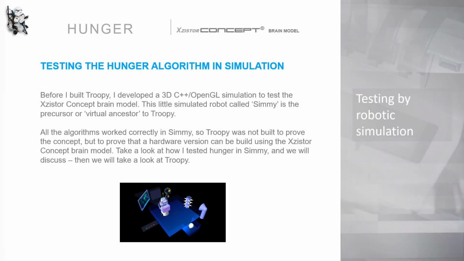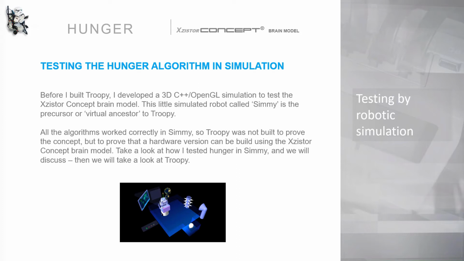Let's take a look now at how we have tested the hunger algorithm in simulation. Before I built Troopy, I developed a 3D C++ and OpenGL simulation to test the Xzistor Concept brain model. This little simulated robot called Simmy is the precursor or virtual ancestor to Troopy. All the algorithms worked correctly in Simmy, so Troopy was not built to prove the concept, but to prove that a hardware version can be built using the Xzistor Concept brain model.